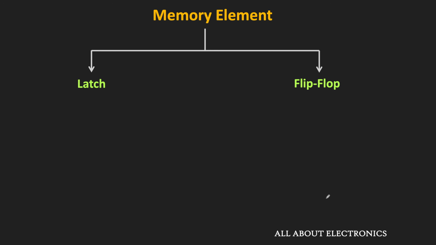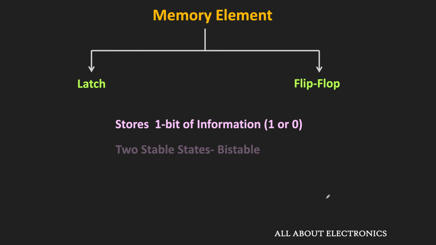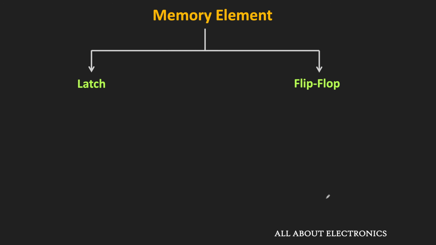Well, both the memory elements are able to store one bit of information. That means their output can be either 0 or 1. And since they have two stable states, they are also known as the bistable multivibrator. So in this video, let us understand what is latch and flip-flop and what is the basic difference between two of them. First of all, let us start with the latch.